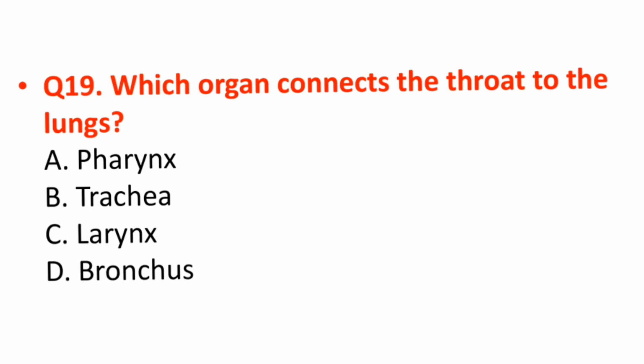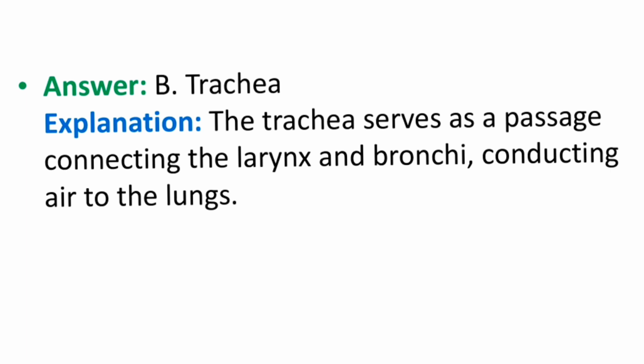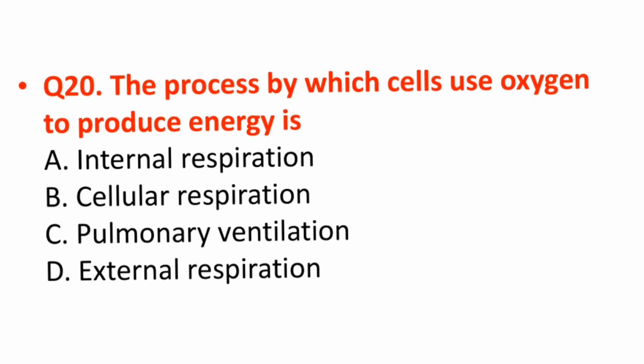Which organ connects the throat to the lungs? Option A pharynx, option B trachea, option C larynx, option D bronchus. The correct answer is option B trachea. The trachea serves as a passage connecting the larynx and bronchi, conducting air into the lungs.